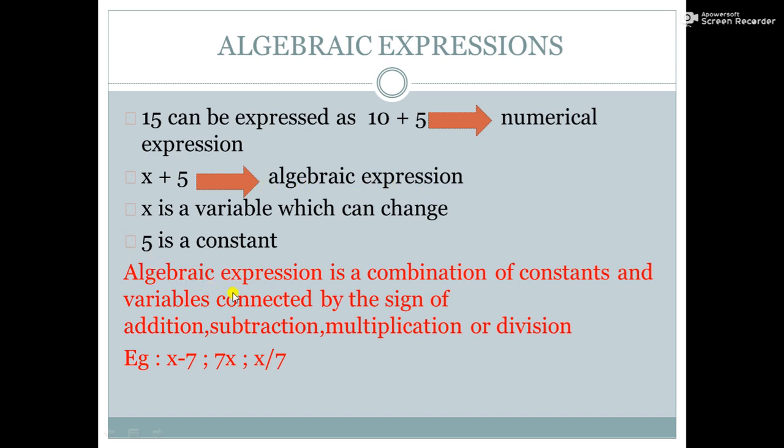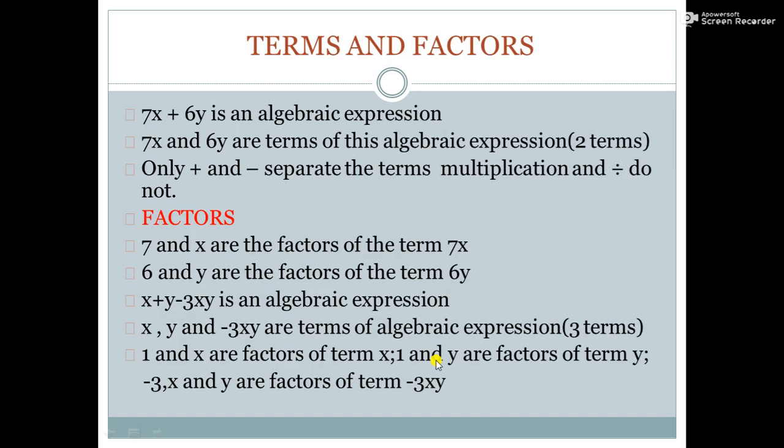That means an algebraic expression is a combination of constants and variables connected by the sign of addition, subtraction, multiplication or division. For example, x minus 7, 7x, x by 7. All these examples contain a variable term and a constant term, connected by the sign minus, multiplication or division. That is all about algebraic expression. Moving to the next slide.